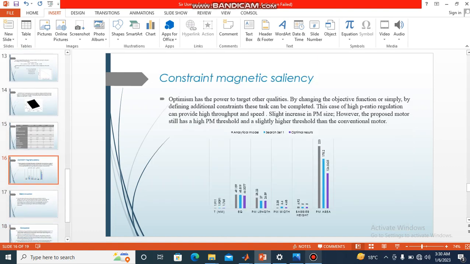Next, constraint magnetic saliency. Optimization has the power to target other qualities by changing the objective function or simply by defining additional constraints. This task can be completed. This case of high saliency ratio regulation can provide high torque and speed, with a slight increase in PM size. However, the proposed motor still has high PM threshold and a slightly higher threshold than the conventional motor.